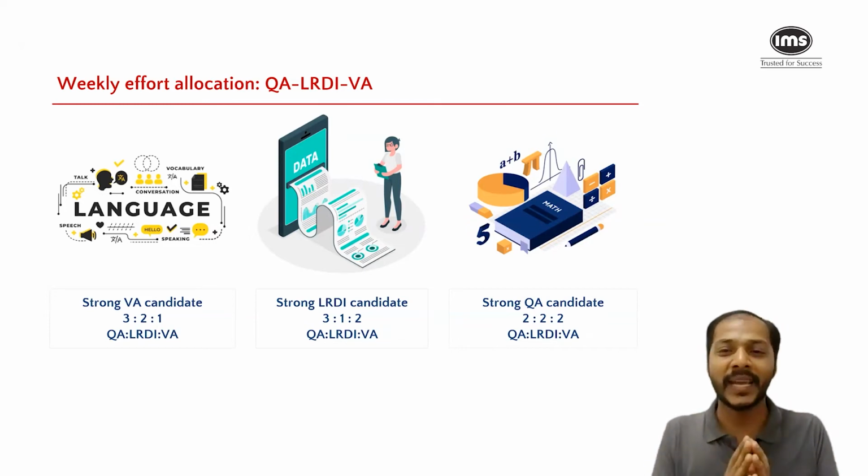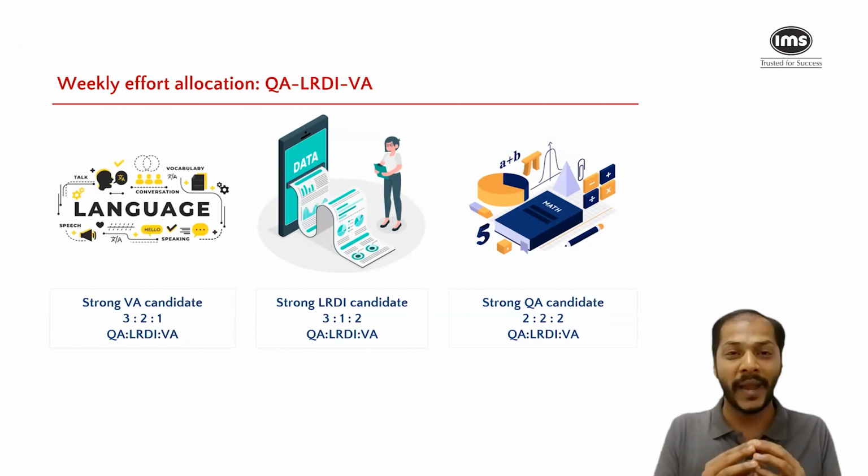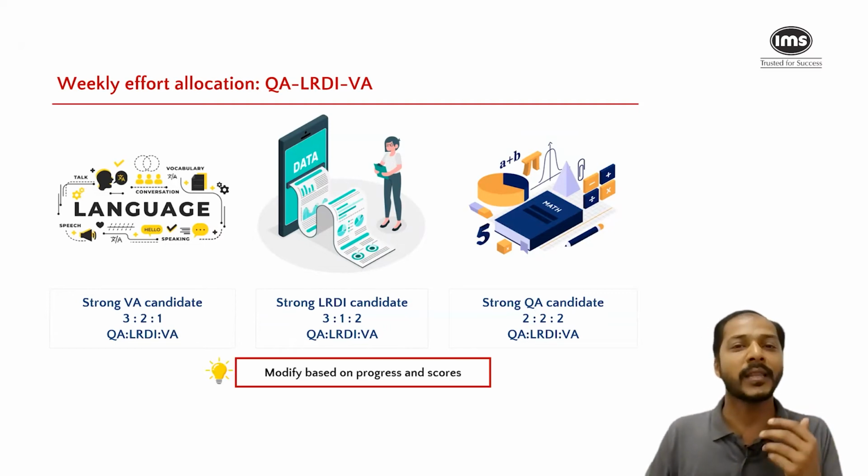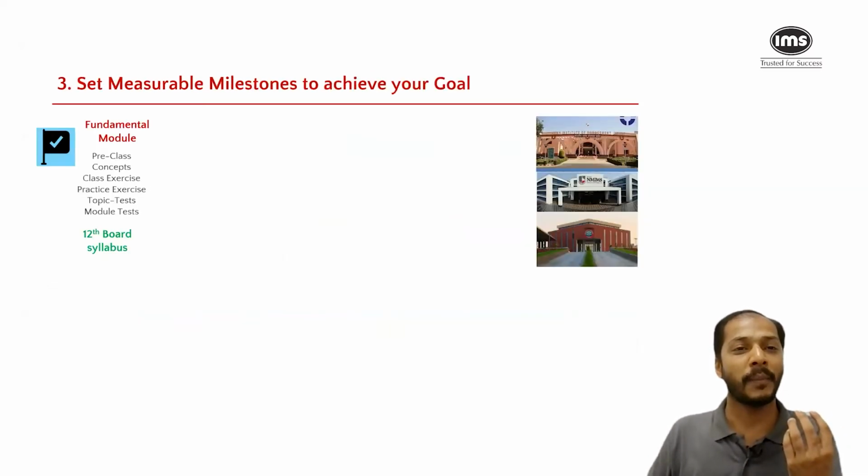So it could be something like that. So this way you need to identify where you will be giving your time. Once you have done that, the next step is to set milestones for your preparation. Now, setting milestones is not just random, it has to be measurable.